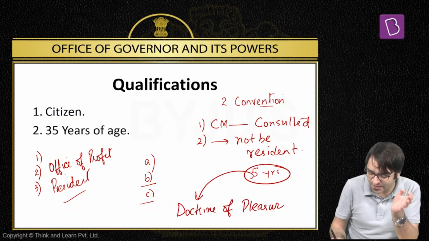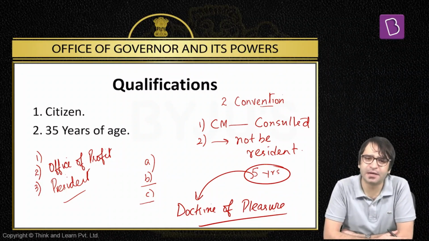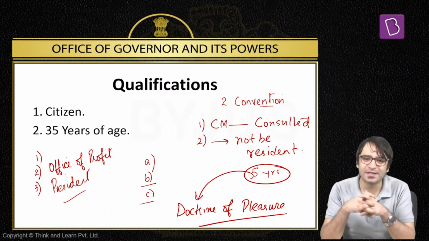That means as long as the president is satisfied with me, I will continue to be the governor of that state, which basically is the pleasure of the prime minister. For example, in 1989, the VP Singh government asked all these governors appointed by the previous Congress government, you please resign. And in 1991, when the Congress government came back to power, it did the same thing. All those governors appointed by the VP Singh government were asked to go.